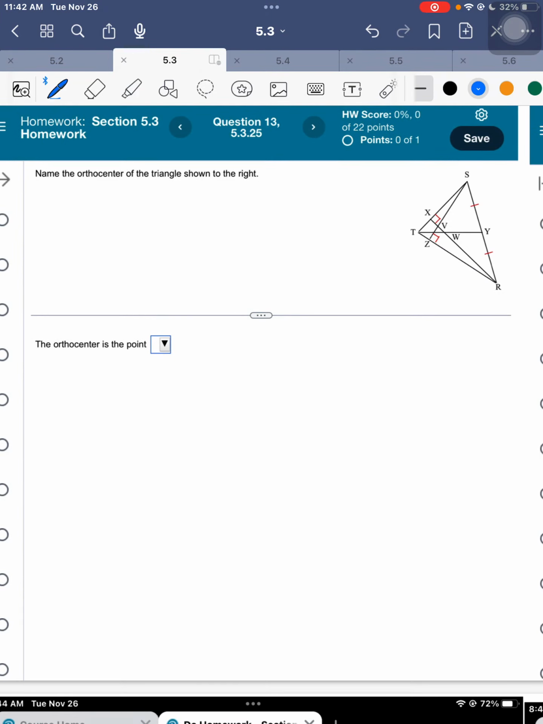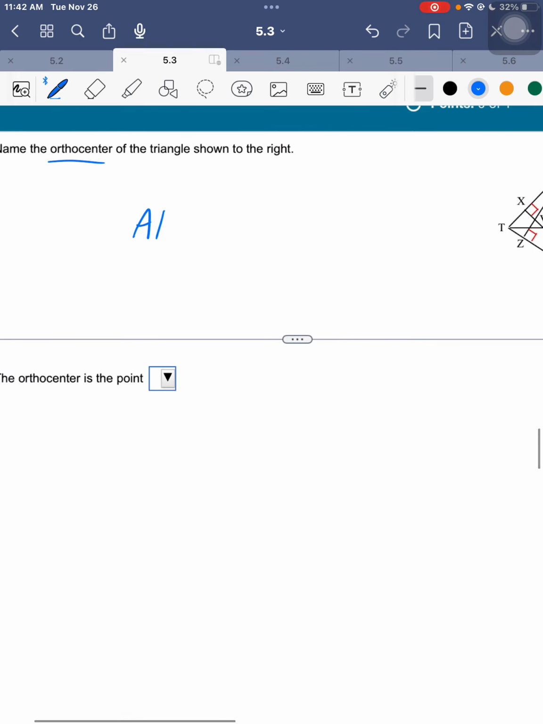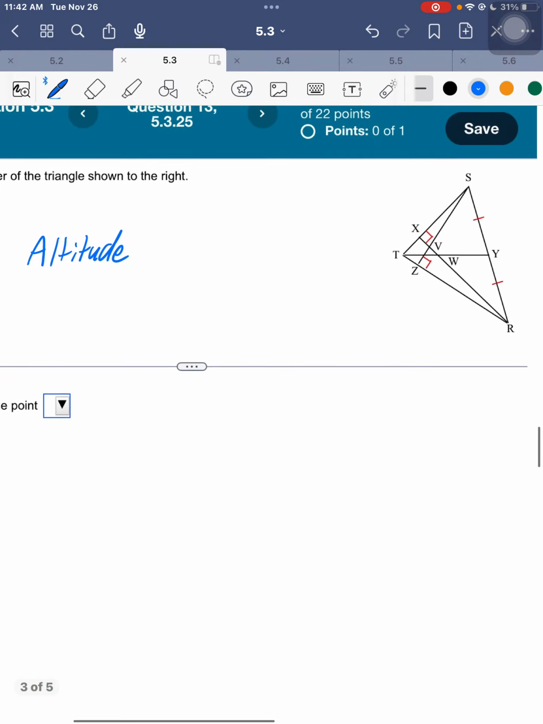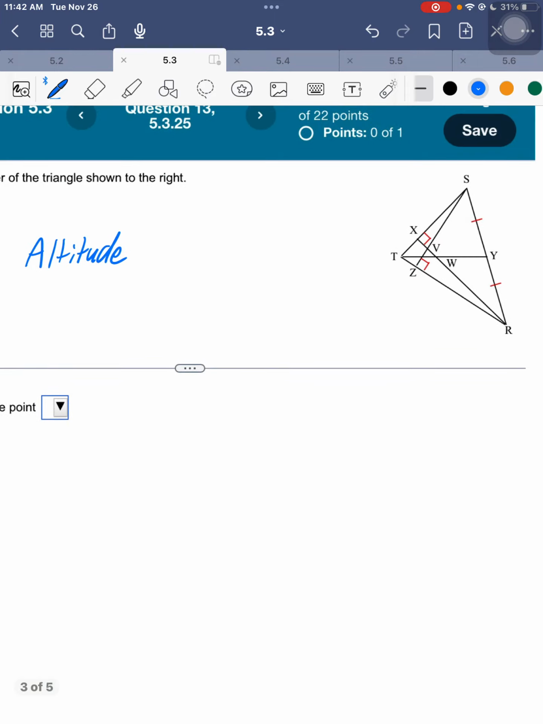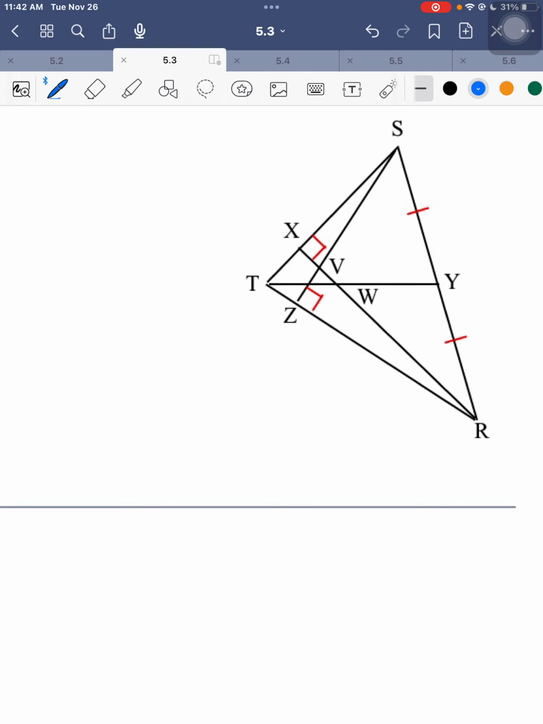Let's take a look at this one. Name the orthocenter. Okay, so for my orthocenter, I need to work backwards. I need altitudes. And I know that altitudes are lines that start at the vertex and go to the opposite side at a perpendicular angle.